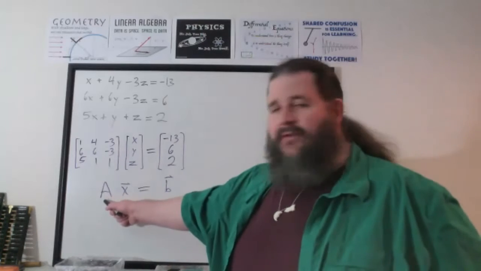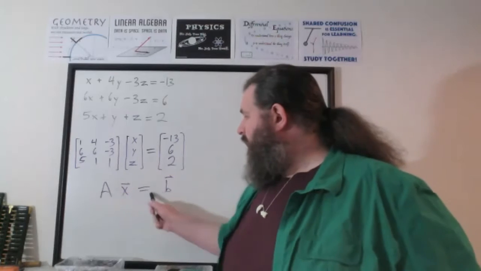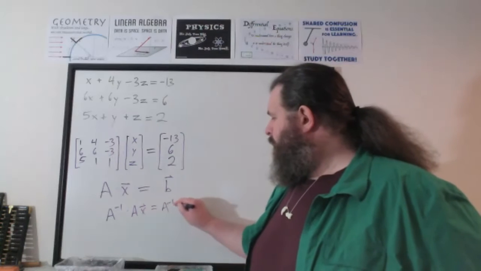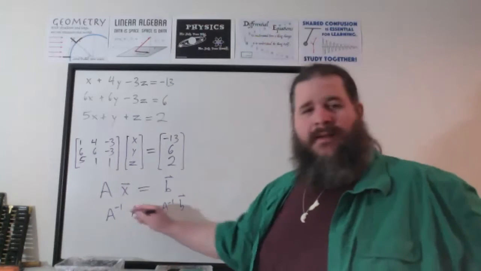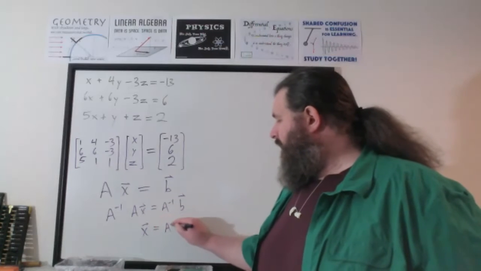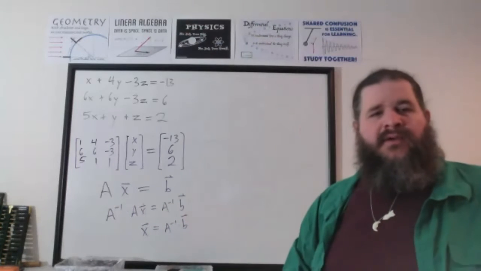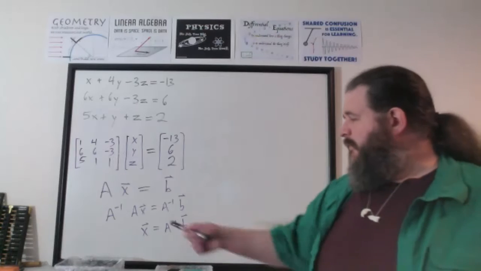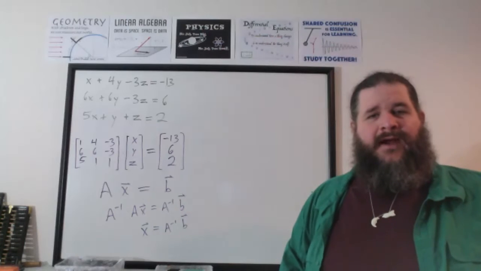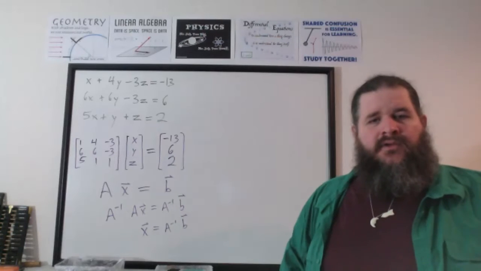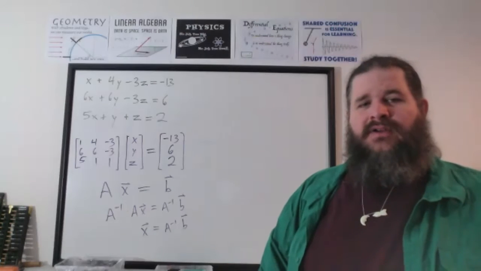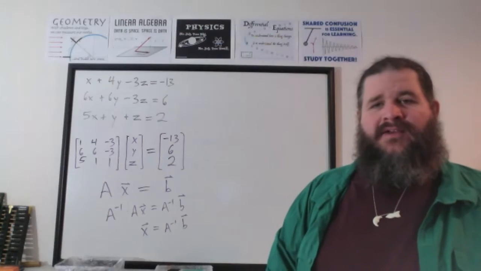And if we can find an inverse for matrix A, then we can just left multiply both sides by matrix A inverse. A inverse times A becomes the identity matrix, which leaves us with just X equals A inverse times B. So if we can find an inverse for matrix A, then we can just multiply that inverse matrix times -13, 6, 2, and we'll immediately have the solution for X, Y, and Z. This is one of many applications of an inverse matrix. You can use it to very quickly solve an entire system of equations all in one step.